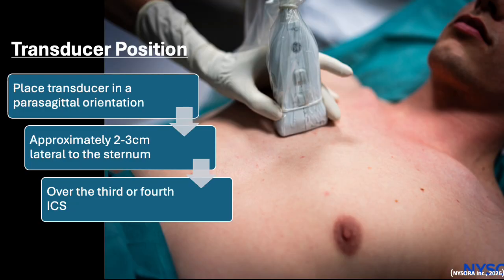Next, position the ultrasound probe. Place the linear probe in a parasagittal orientation, approximately 2 to 3 centimeters lateral to the sternum, over the third or fourth intercostal space. Minor adjustments in probe pressure, tilt, or rotation may be required to obtain optimal visualization of the tissue layers and the rib shadows.